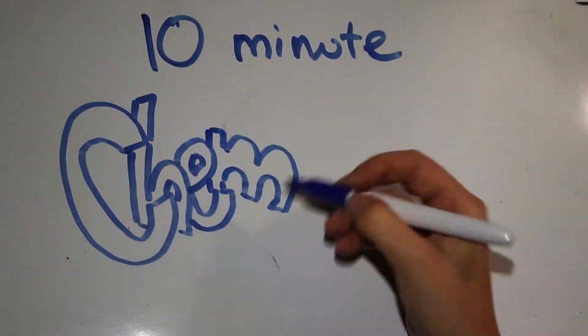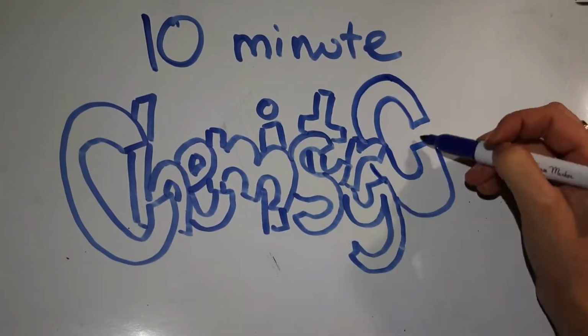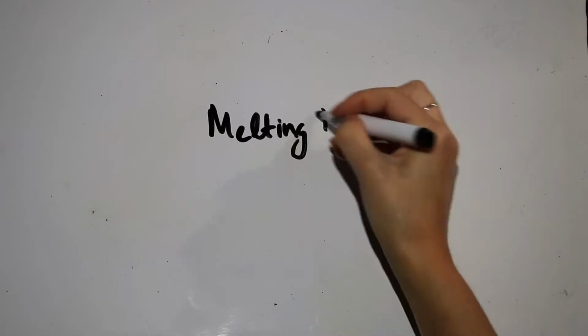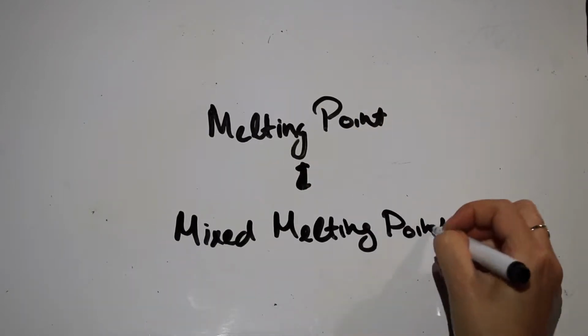Chemistry Cram. Let's master this week's practical in under 10 minutes. Experiment 1.1: Melting Point and Mixed Melting Point.